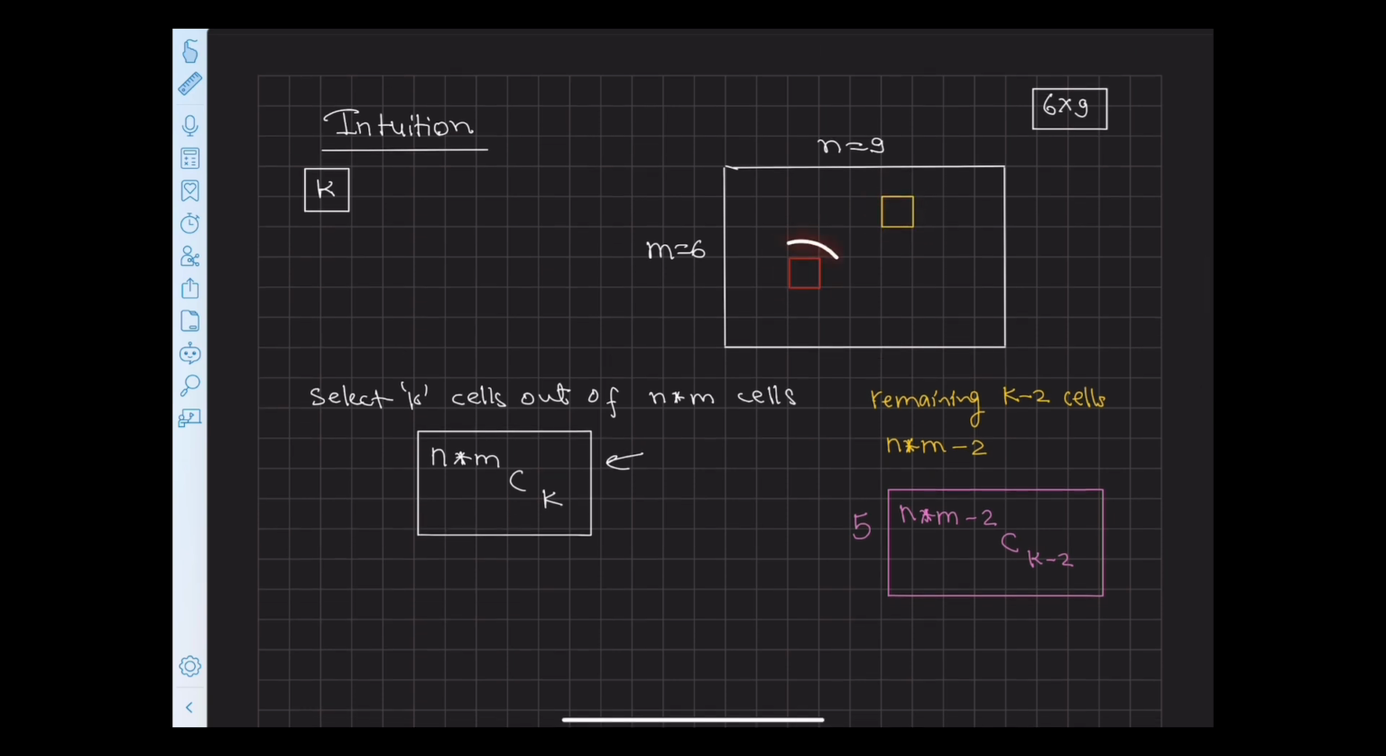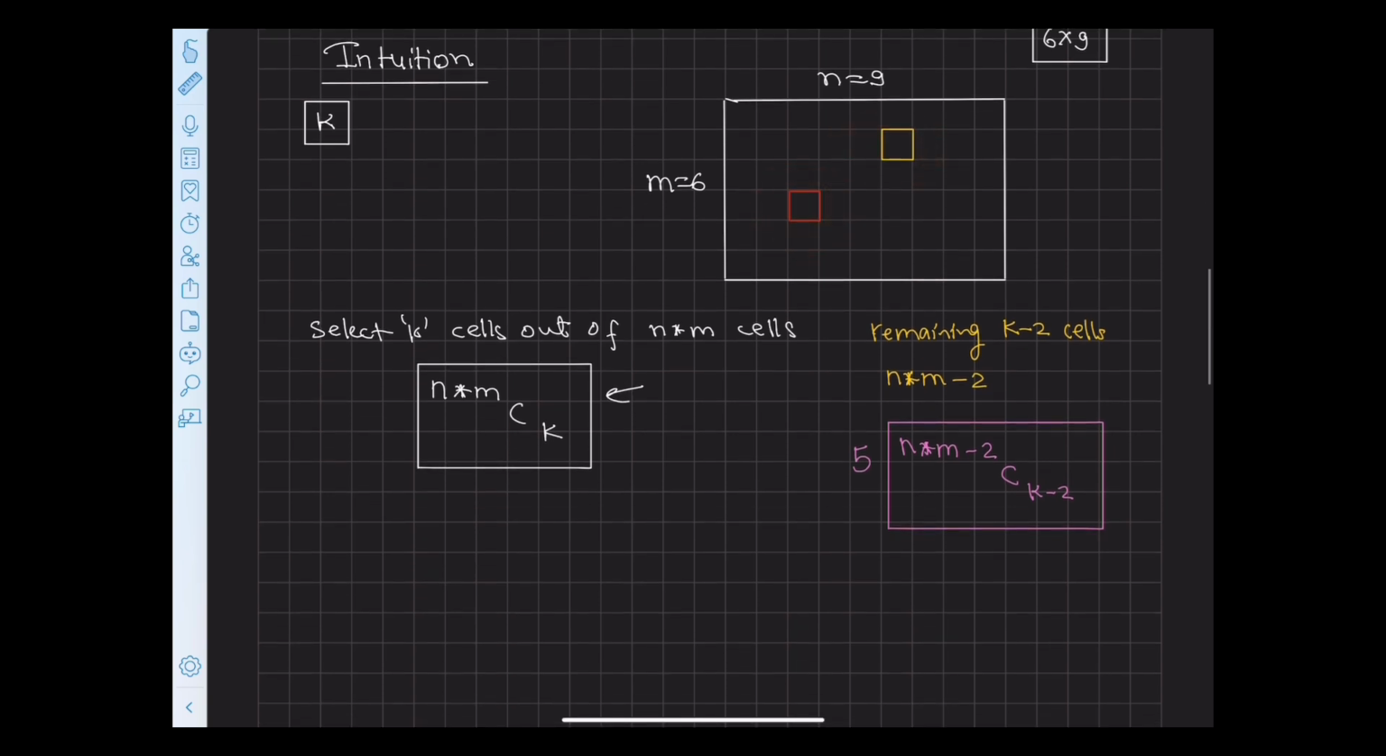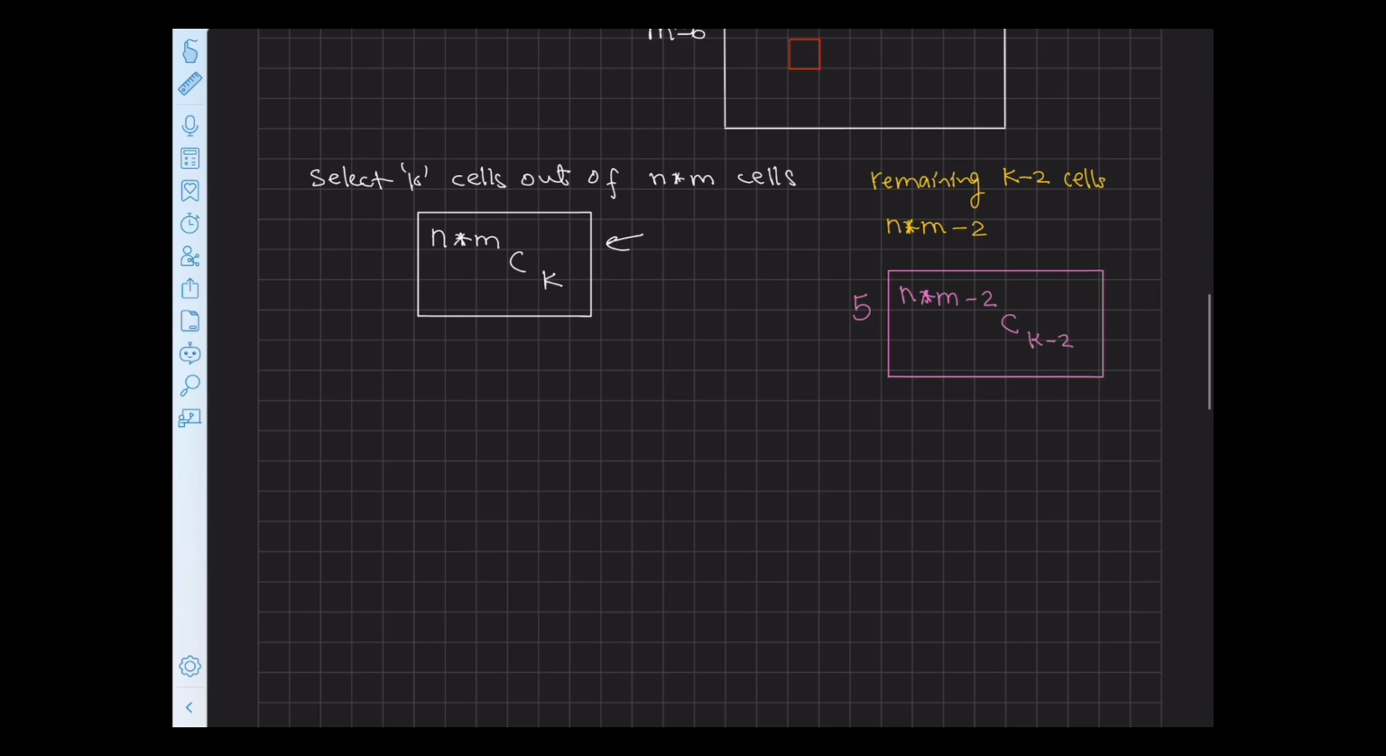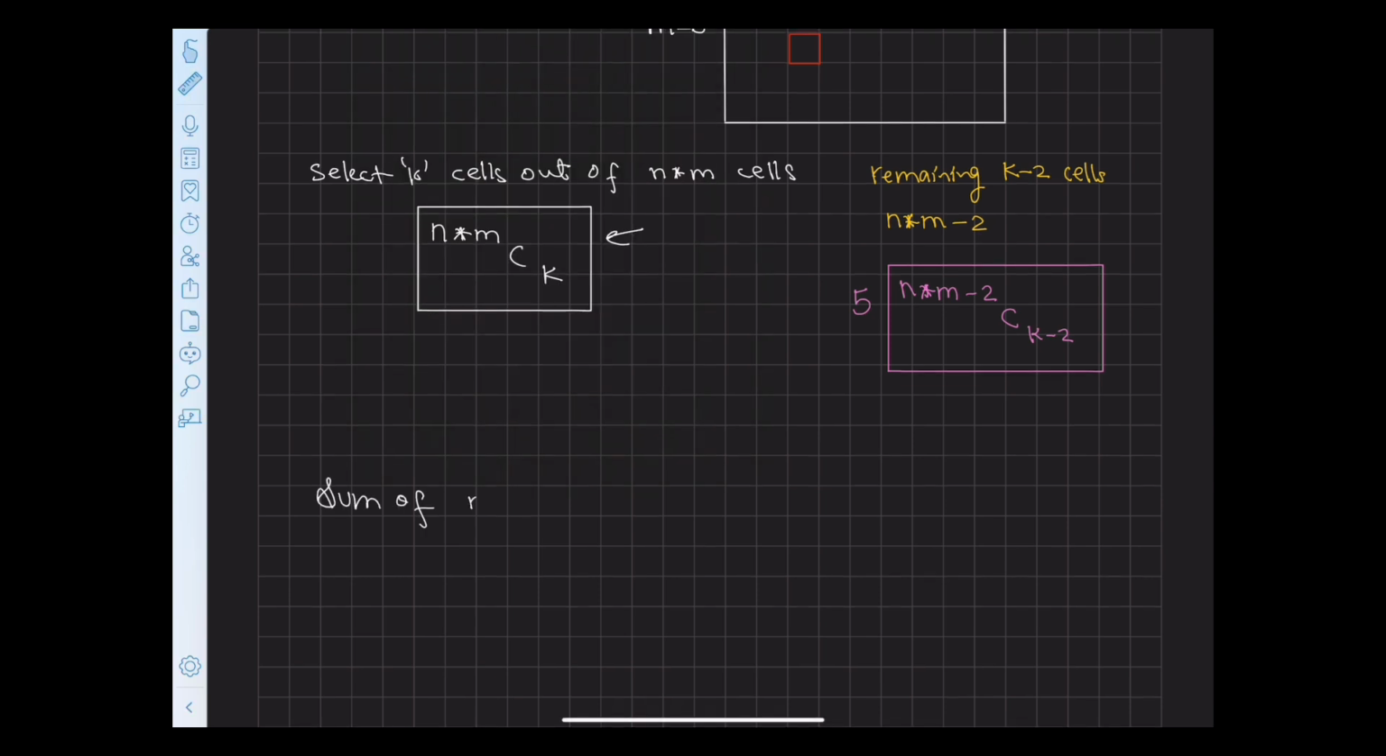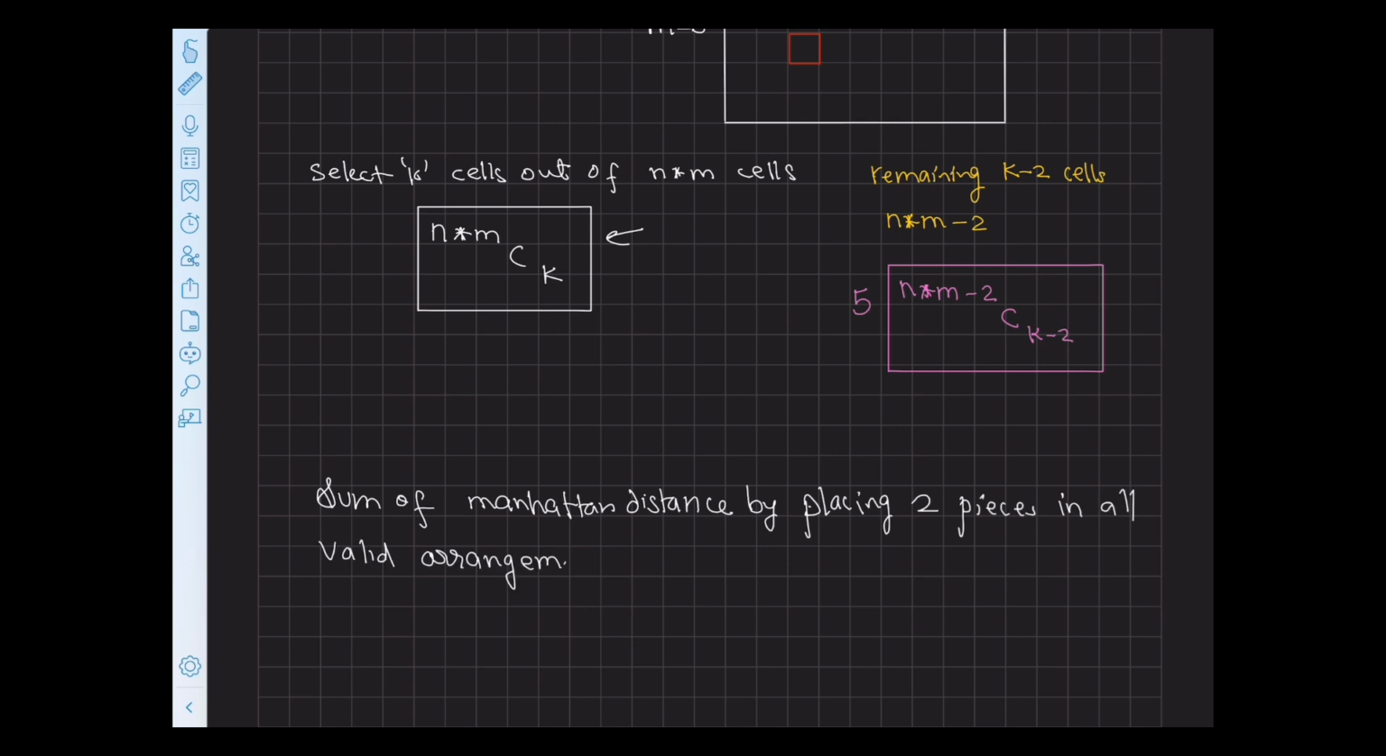We basically have to choose cells like this, and we have to find out the Manhattan distance of those cells. So for this one case, it's 5, right? But think of all the ways of choosing two cells on this grid and finding out their Manhattan distances. So I will repeat myself again. What we have to focus on now? Sum of Manhattan distance by placing two pieces in all valid arrangements.